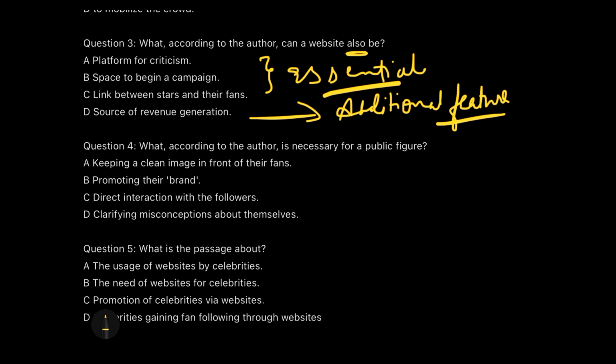Okay, mentioned in passage paragraph number 5. So source of revenue generation is an additional feature of a website. The rest of the three at the top are somewhere or the other coming in the bag automatically without even explicitly adding it. So therefore option D will be the correct answer for question number 3.